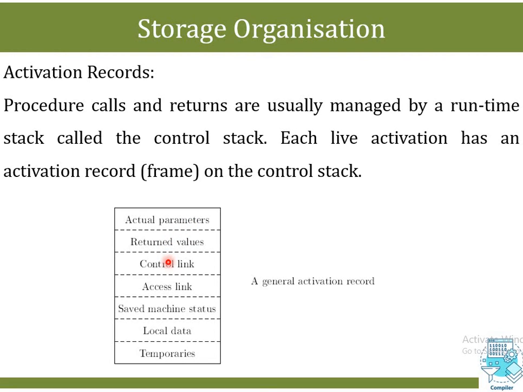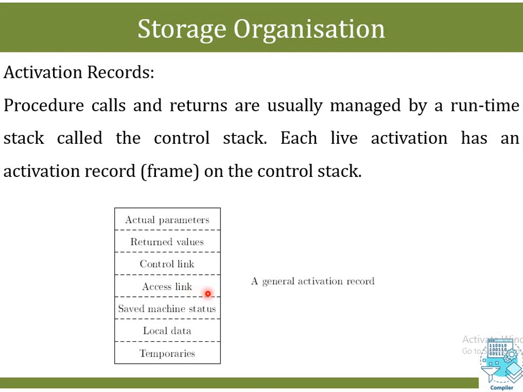Then you have the control link portion. Here you will be placing a link to the calling function. Whichever function calls this function, say for example, the main function has called the partition function. Now assume that this is an activation record for the partition function. So the partition function's control link will be pointing to the control link of the main function.